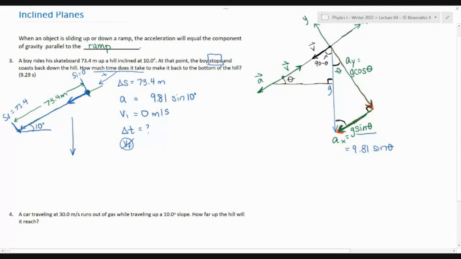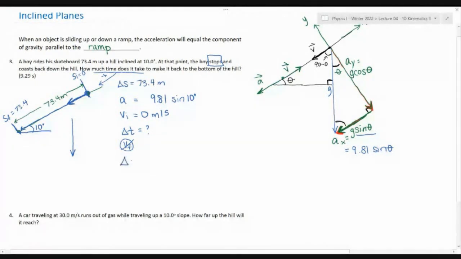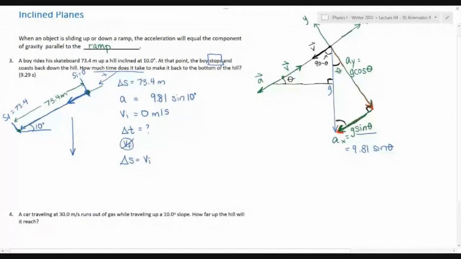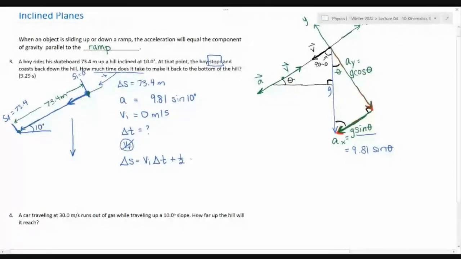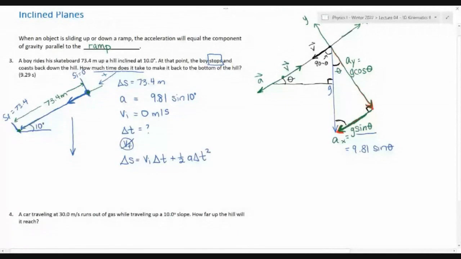Mohammed, do you have a question? Yeah, because I'm new to physics, when I see the word stops, I'm thinking it stops at the end. So that's why I always think VF is 0, but you say VI. So how do I understand that stops means initial? This question's a little confusing.